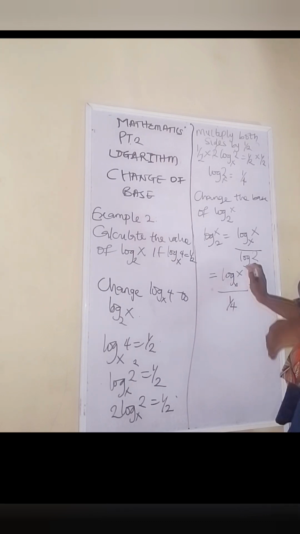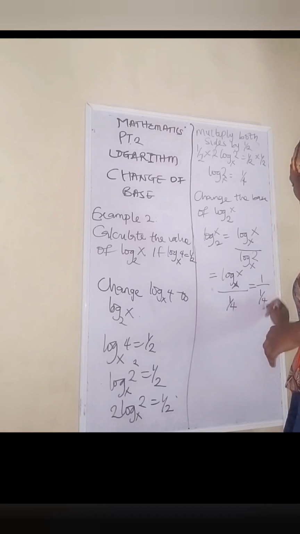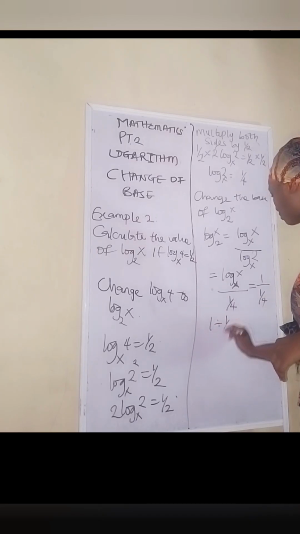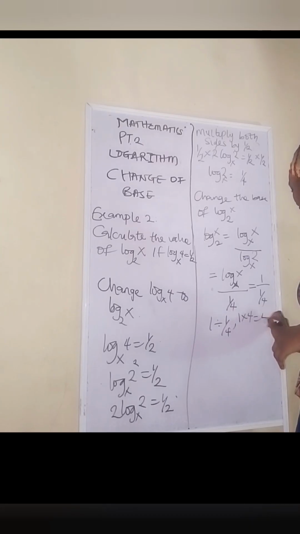So what is log x base x? It is 1. So that is 1 over 1 over 4. So 1 divided by 1 over 4, we have 1 times 4. Okay, so the answer is 4.